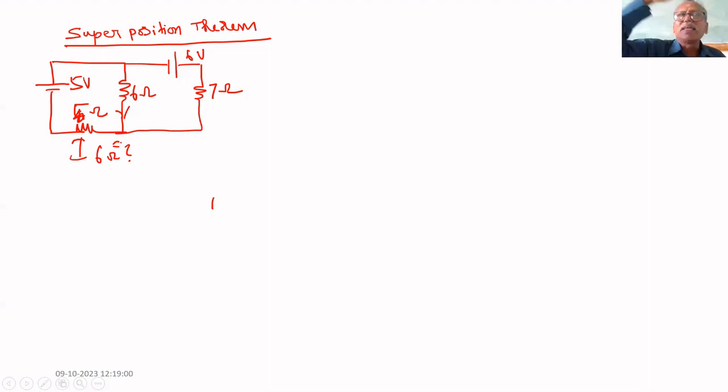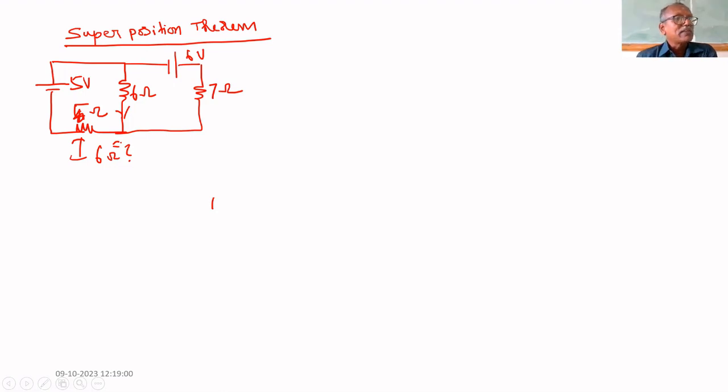So what is response? Current or voltage across the resistance in a network is called response. If you want to find the response, and 2 or more sources are there, we have to consider one source at a time and find the response. Then consider the other source, find the response. Add these two together, you will get the total response.